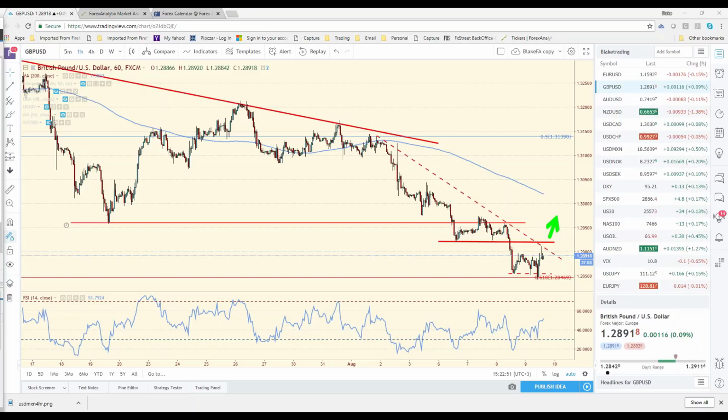But anyway, the bottom line is the market took this as a positive.